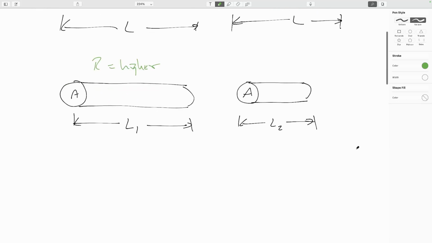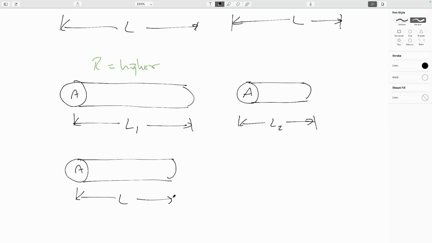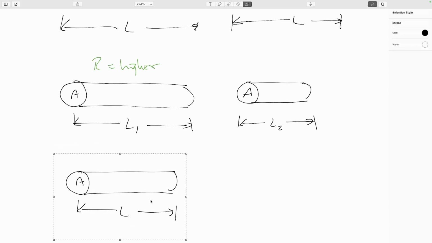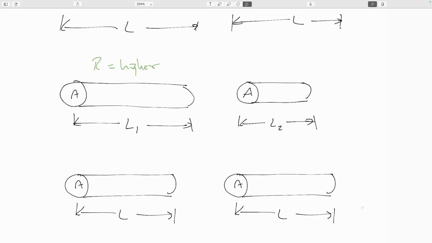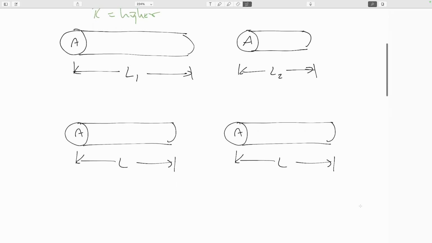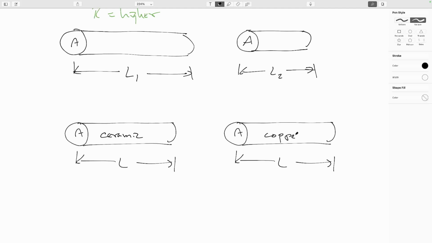All right, one more thought experiment. So in this case, we'll go ahead and say they're both the same cross-sectional area and they're both the same length. In fact, I am just going to bring that down there. I'm just going to do a copy-paste. There we go. So they are definitely the same cross-sectional area, the same length. The difference is what I'm making these out of. So let's say this one is ceramic and this one is copper. Which one do you think is going to have the higher resistance here?